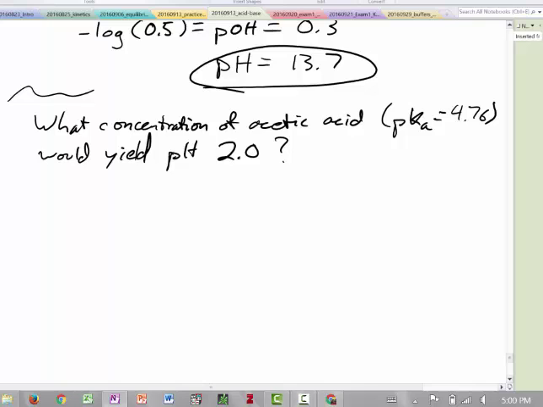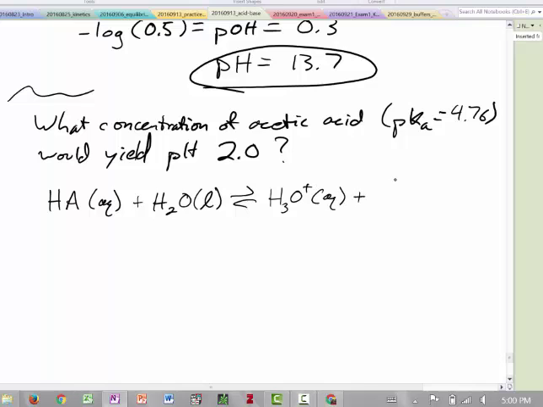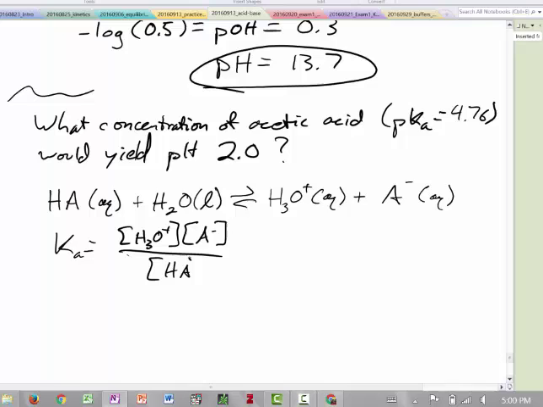Where do I start? You guys tell me what to do. Could do that. Get yourself to products over reactants, and then figure out numerically what that equals.